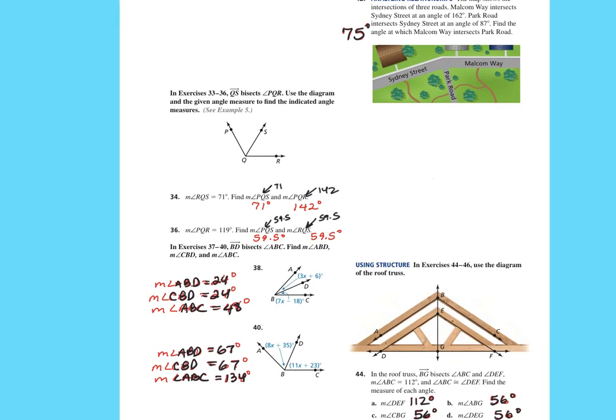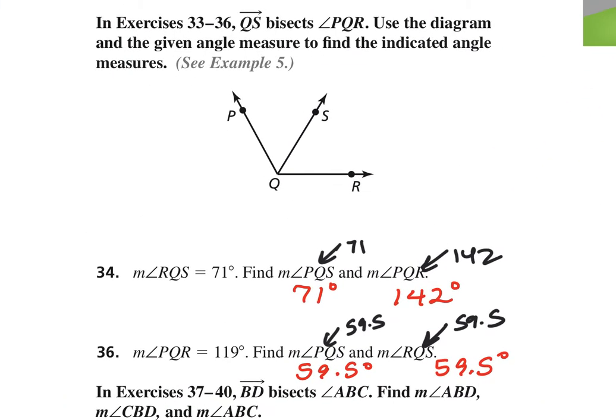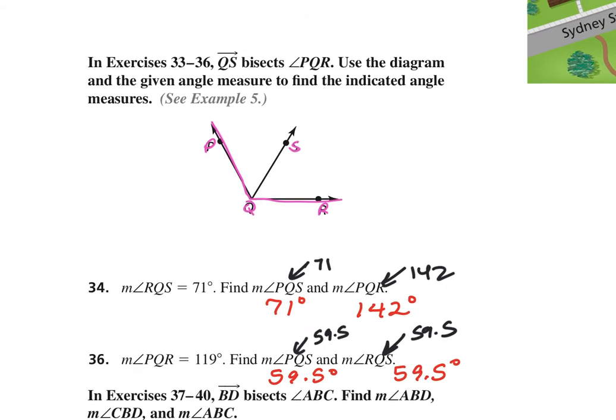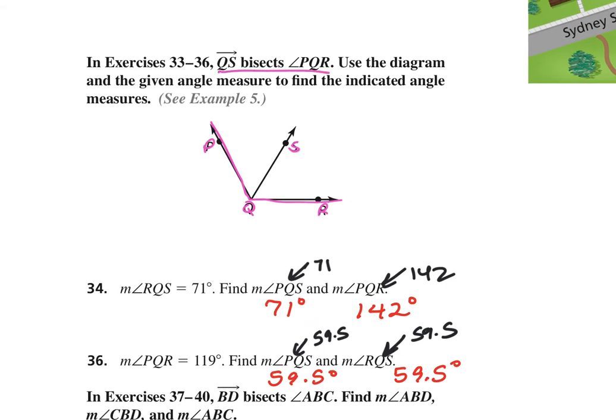So 34. This is your angle PQRS. It says in the directions QS bisects PQR. So this one is congruent to this one. The directions on 34 say that RQS equals 71 degrees. So RQS is the bottom angle here. If this is 71 degrees, this is also 71 degrees, and the big one would be 142.